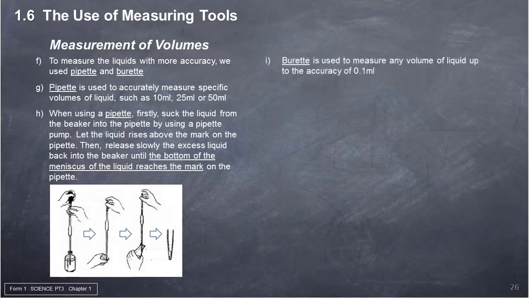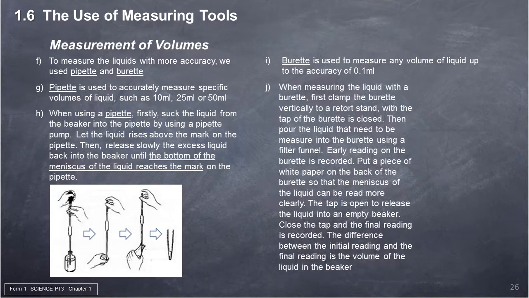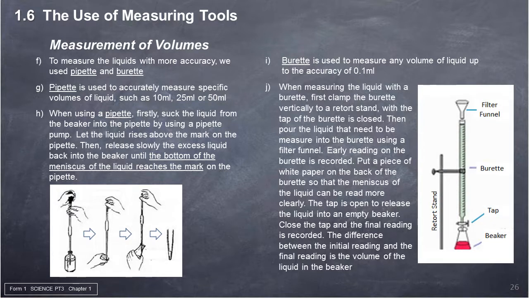I. A burette is used to measure any volume of liquid, up to an accuracy of 0.1 milliliters. J. When measuring liquid with a burette, first, clamp the burette vertically to a retort stand, with the tap of the burette closed. Then pour the liquid that needs to be measured into the burette, using a filter funnel.